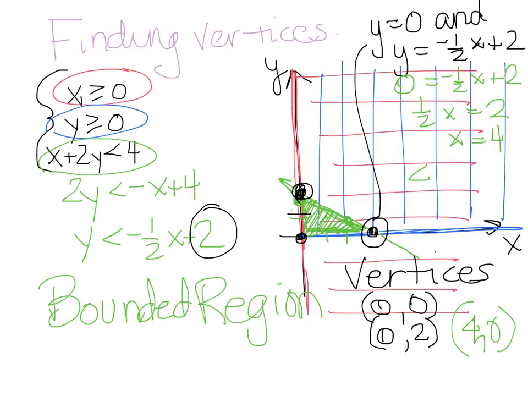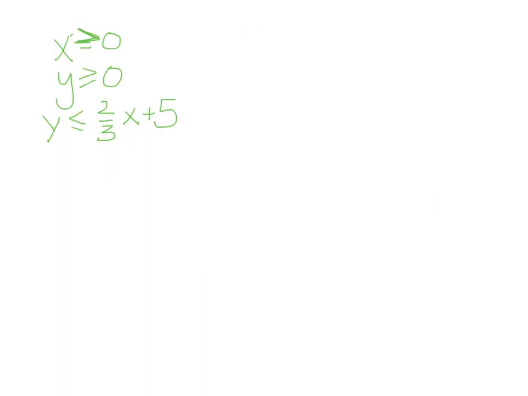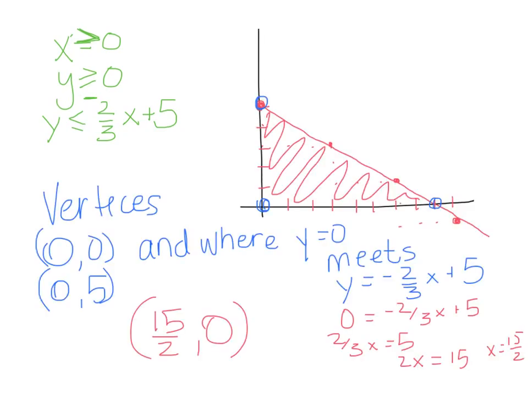Let me give you another one of these to try. Here's your new problem: y is less than or equal to negative 2/3 x plus 5. Graph it, do your shading, and find the vertices for this system. My answer is 0, 0, 0, 5, and my last point, 15/2, 0.